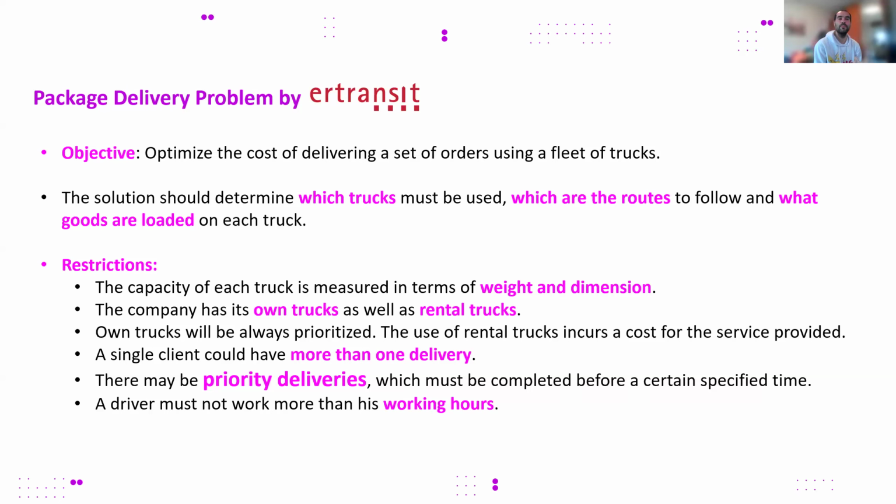The objective of the problem is to optimize the cost of delivering. We have different kinds of orders and a fleet of trucks. The system should determine which trucks among the fleet must be used, which are the routes to follow for each of the trucks, and what are the packages, the items or goods, that are loaded in each of the trucks. So there are different kinds of restrictions.